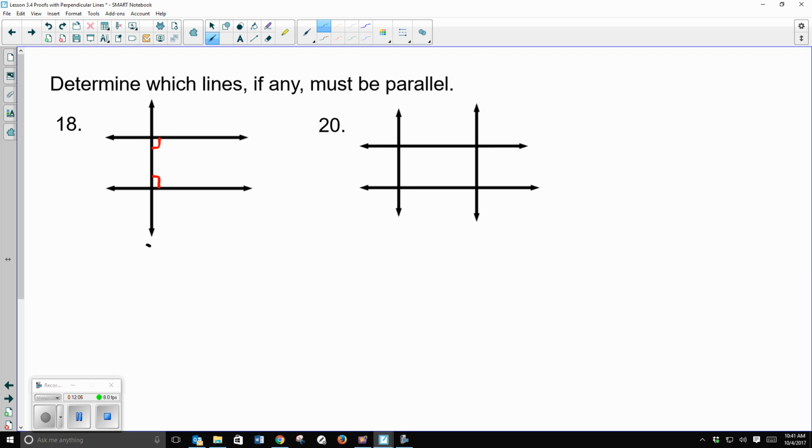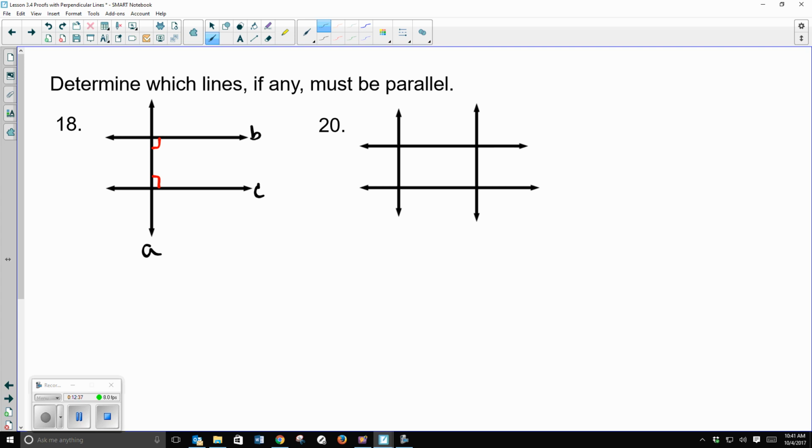This is line A, this is line B, and this is line C. So if these two angles, this again, I refer back to what I know about parallel lines cut by a transversal. I think back to the converse of the consecutive interior angles theorem. The theorem says that if consecutive interior angles are supplementary, then the lines are parallel.